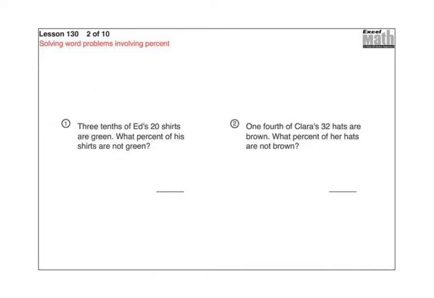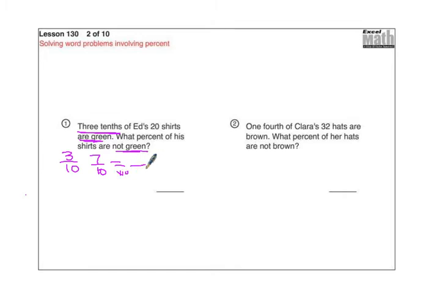All right, let's do one together and then you can do one on your own. 3/10 of Ed's 20 shirts are green. What percent of his shirts are not green? So what's the extra information that we don't care about? 20 shirts, because all we need to know is that 3/10 are green. They want to know the percent that's not green. So what fraction should we start with? 3/10? Well, we could, but that's what percent are green, and they want to know not green. 7/10. So what fraction are not green? 7/10.